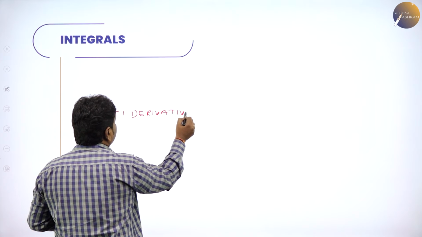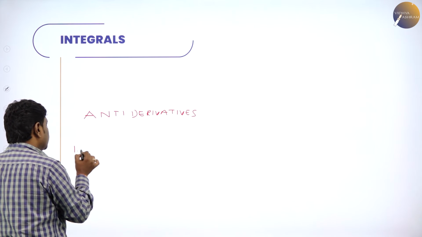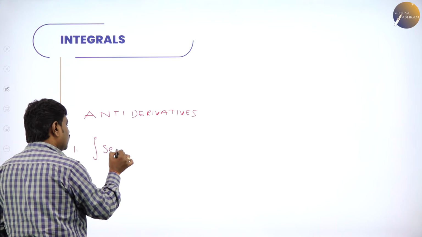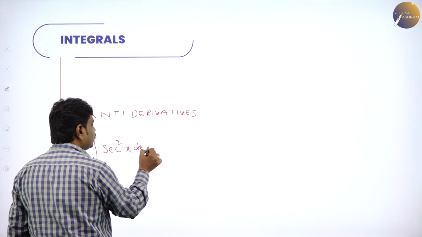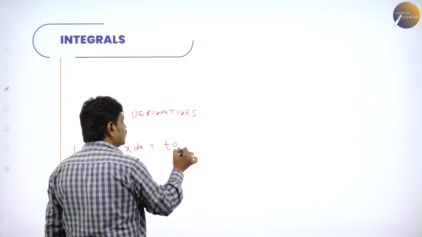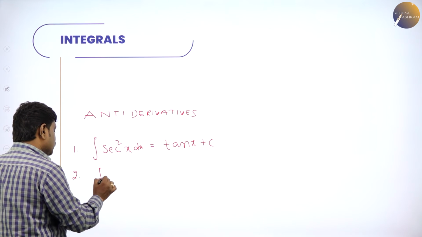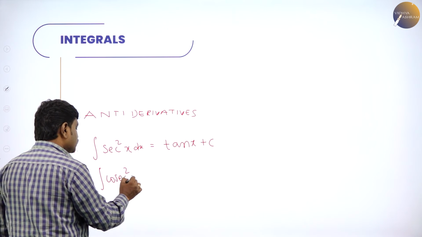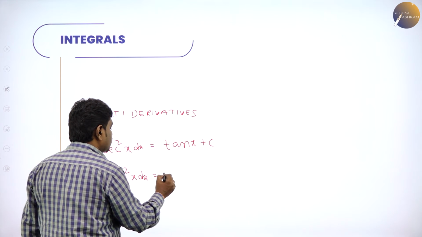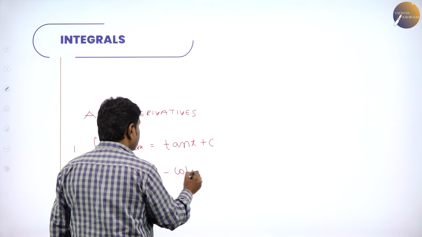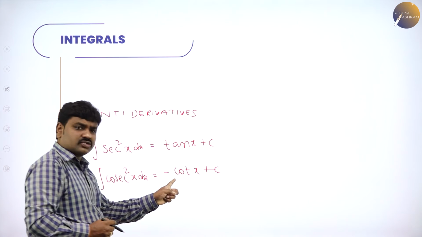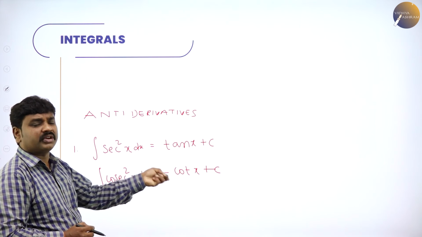What are the antiderivatives? The first one is integration of secant square x. All of you know the derivative of tan x is secant square x, so integration of secant square x is tan x. Second one, integration of cosecant square x is minus cot x, plus c, because the derivative of cot is minus cosecant square, so integration of cosecant square is minus cot.